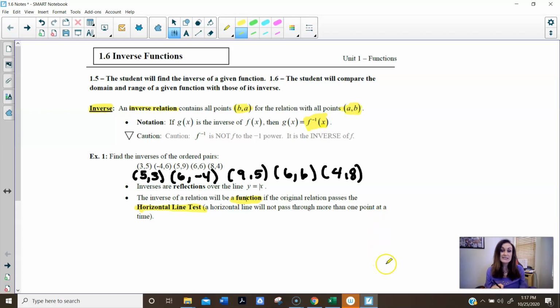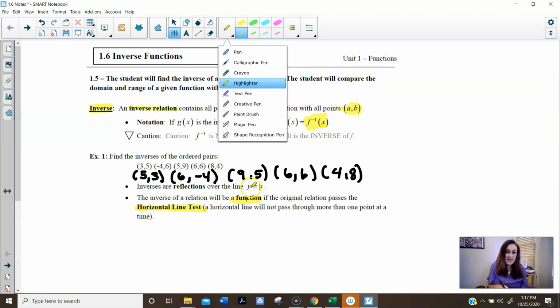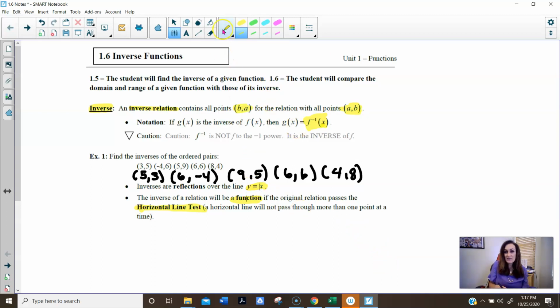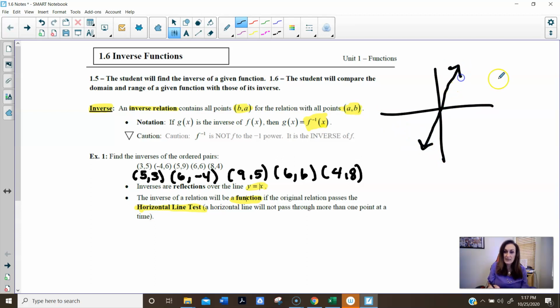Inverses have a special property when you graph them. They're going to be symmetric over the line y equals x. And if you remember what y equals x looks like, it's just going to be a line that looks like, ooh, a little crooked, like that. And that's y equals x. So we're going to see symmetry over that diagonal line.